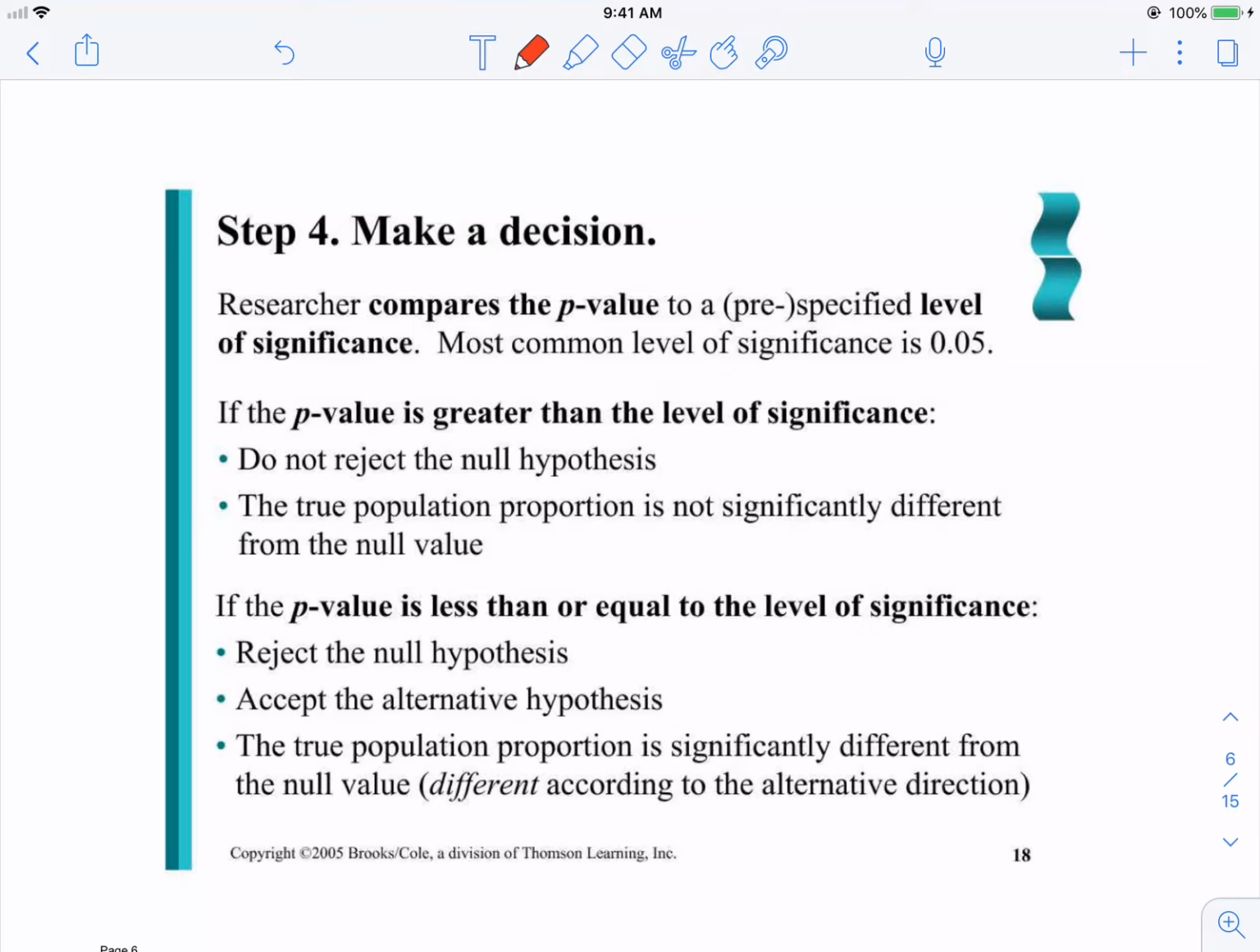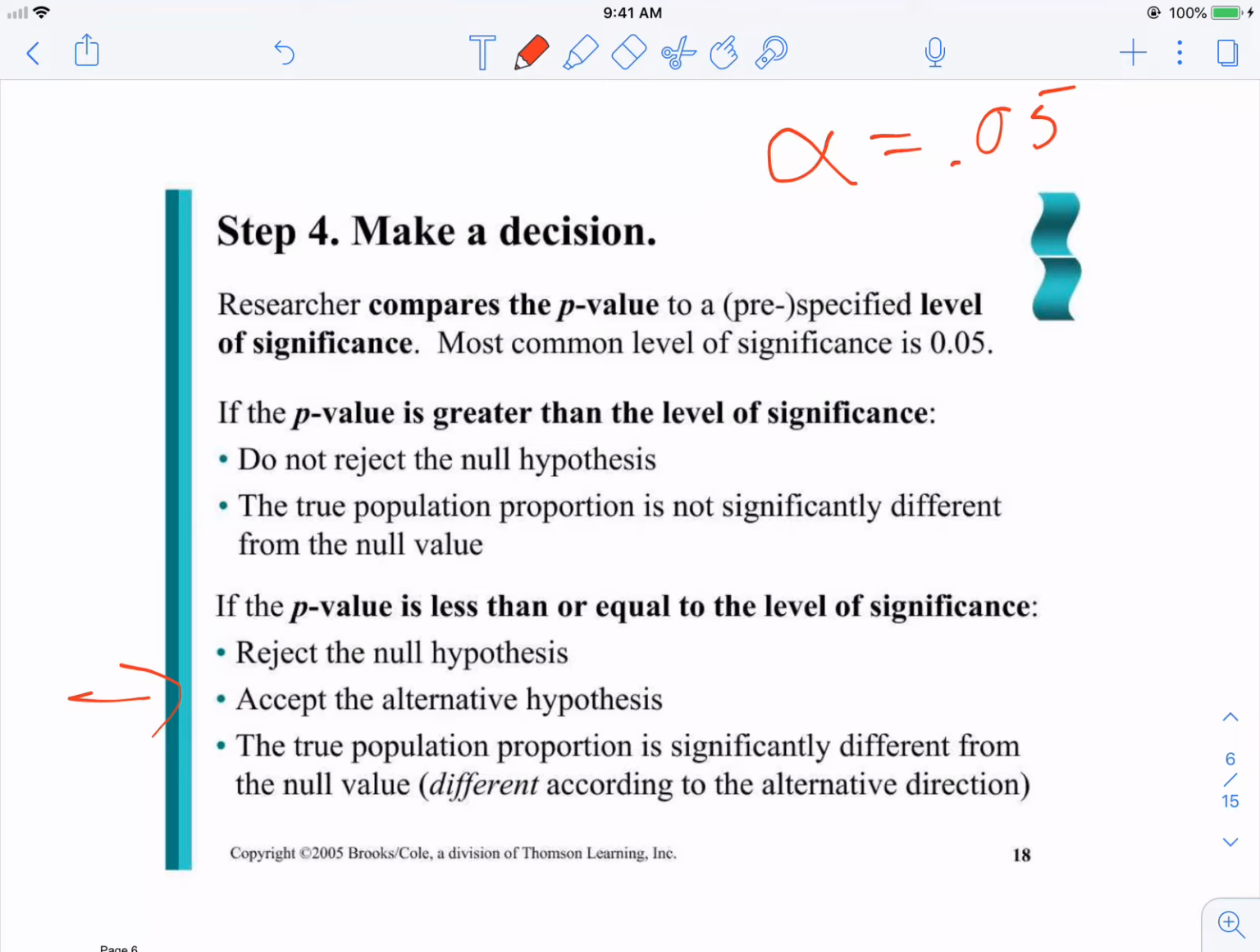Our last step here, making a decision. The researcher compares that p-value to a predefined level. We talk about this predefined level as the alpha value. Okay? Typically that is 0.05. So if our p-value is less than 0.05, the alpha value, then we reject the null hypothesis and accept the alternative. Okay? That's what we're talking about down here. The true population proportion is significantly different from that null value, differently according to that alternative direction.